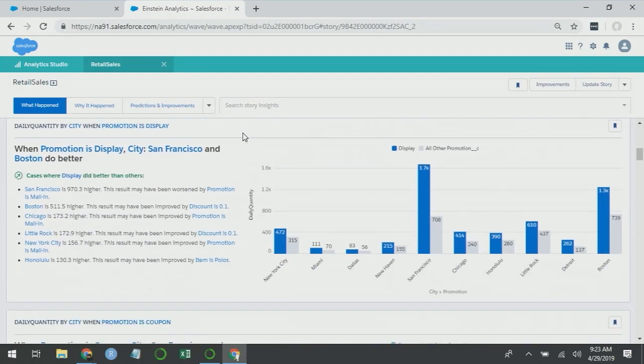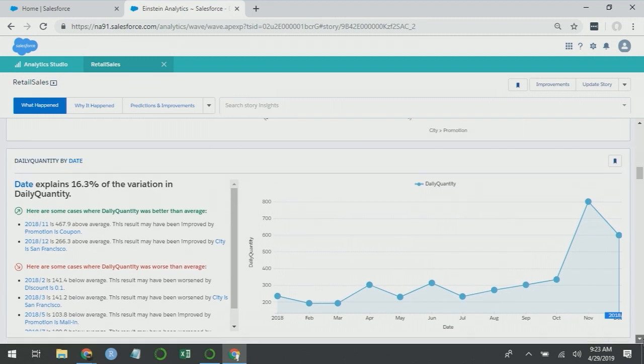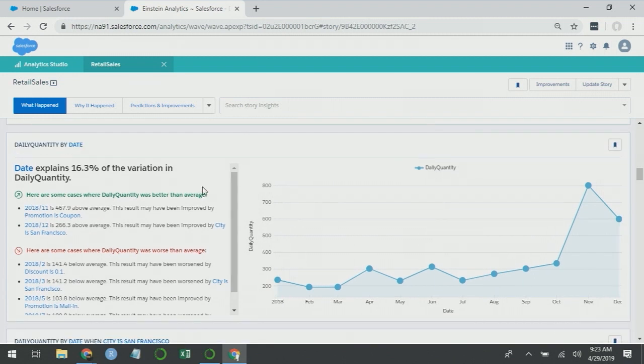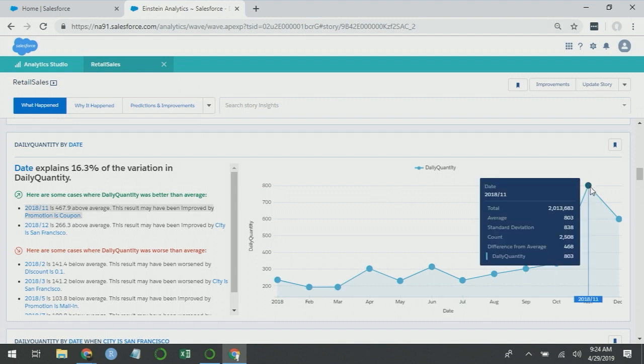If we scroll down a little bit further, we arrive at daily quantity by date. So sure enough, as we just saw, it is calling my attention to the fact that November does perform well. Highlighting over this point, you see on the left, November is about 468 units above average. The result may have been improved by promotion as coupon.